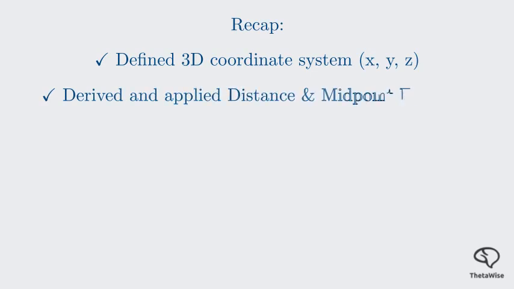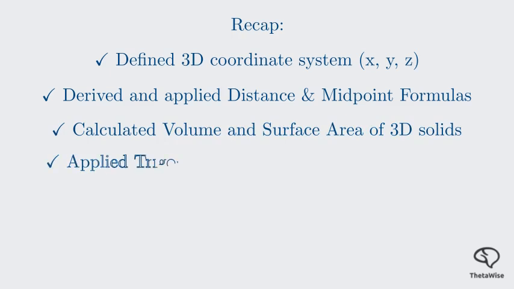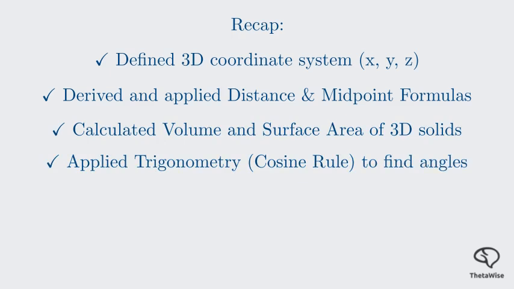Let's quickly recap what we've accomplished in this session. We began by defining the 3D Cartesian coordinate system using x, y, and z axes. We then derived and applied the distance and midpoint formulas for points in space. Next, we used these tools to calculate the volume and surface area of complex 3D solids, specifically a square-based pyramid. And finally, we applied trigonometry, including the cosine rule, to find various angles within 3D figures. We also worked through 5 IB-style practice questions to solidify your understanding. These are the core skills you'll need for this topic in your IB Applications and Interpretation higher-level course.